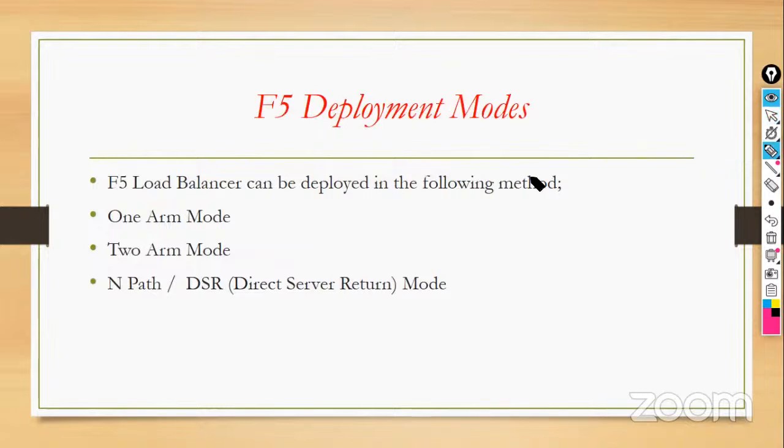Now if we talk about the F5 deployment modes, we can configure the F5s in different modes. This is the 1 arm mode, this is the 2 arm mode, and this is your N-path, or we also say direct server return. So let me give you the example of the 1 arm.